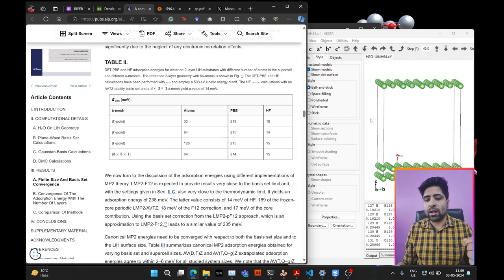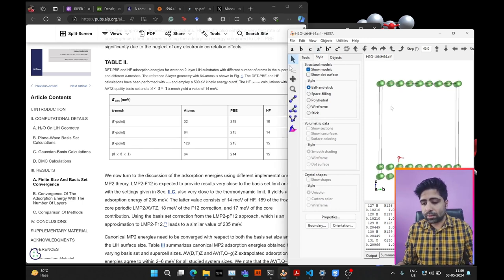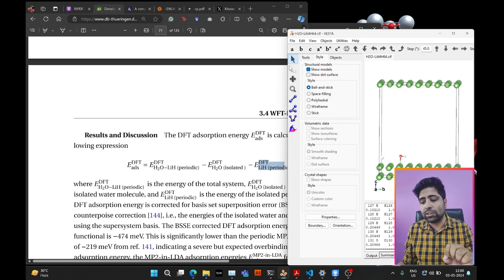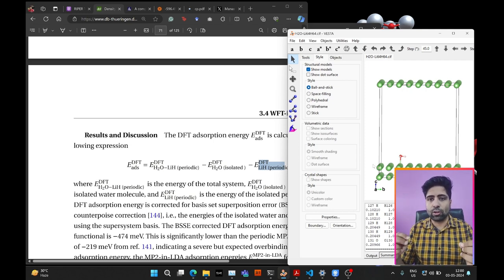And to do that, the procedure is actually really simple. What you will do is, just like before, run a standard total system calculation without any changes. So you'll just use the energy value that we obtained from our previous simulation in the previous tutorial. However, when we run the calculation on the components, that is, when we run the calculation to obtain the energy of the isolated H2O molecule, as well as the energy of the isolated LiH periodic surface, then we are going to use the basis functions of the entire system. This is also referred to as a supermolecular basis in the literature.